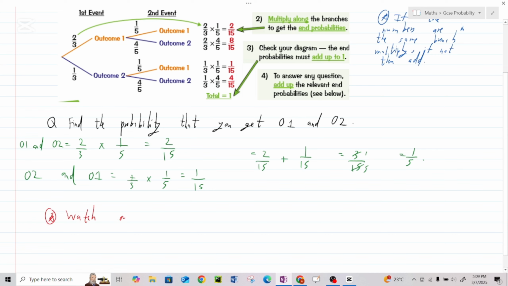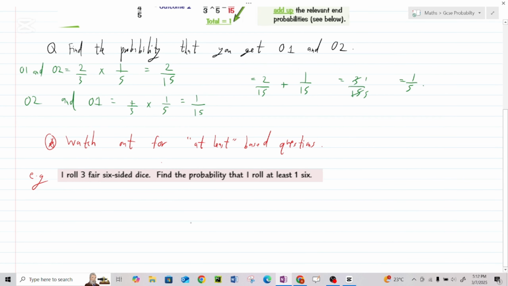Watch out for at least based questions, and I'm going to explain why. Okay, I'm also going to tell you what is the formula, or what is the way basically on how you tackle these questions. Now we have a question here.